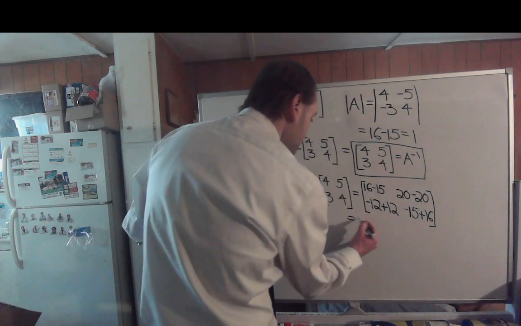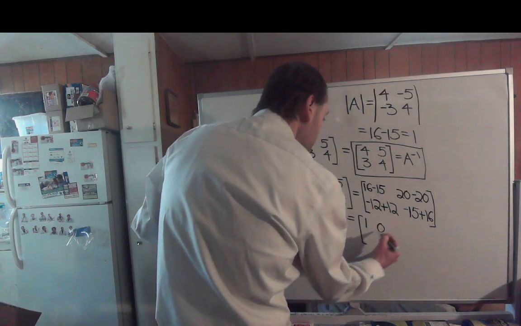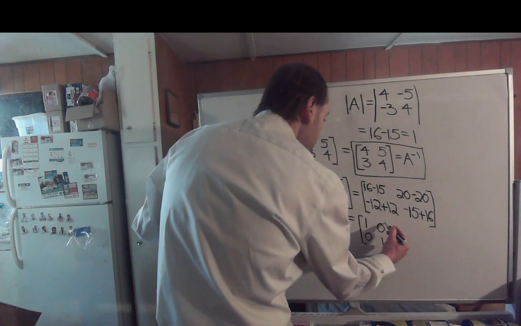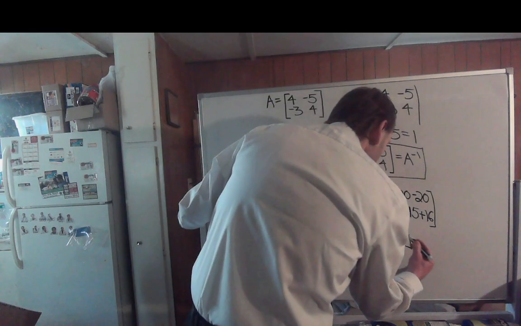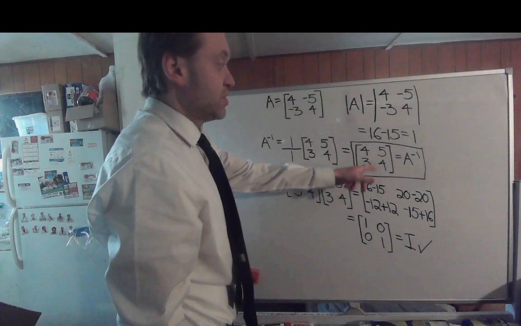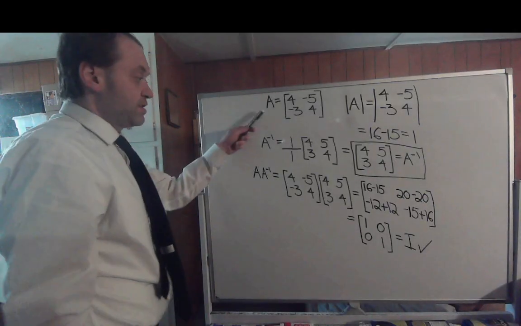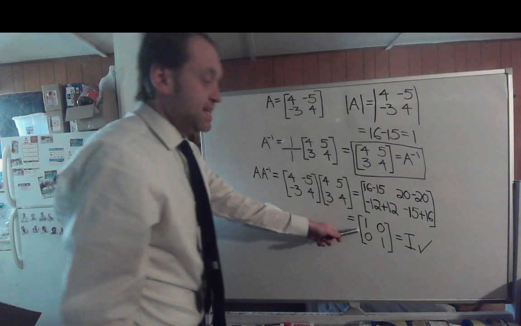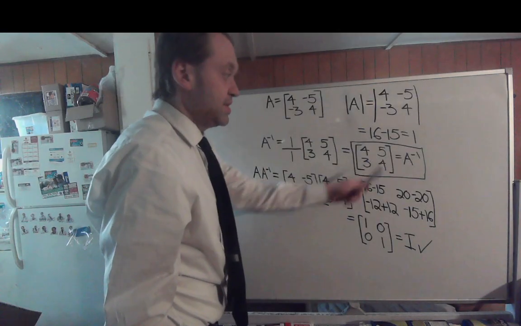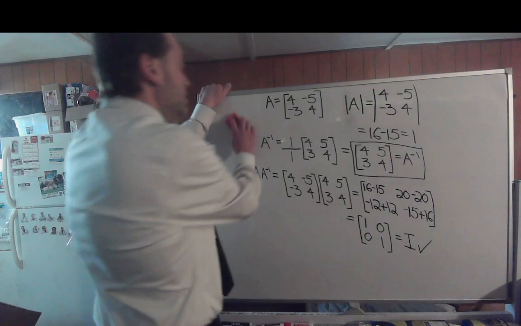And what do you know? You end up getting 1, 0, 0, 1, which is the identity matrix. So yes, you actually got it right if you said your inverse matrix was 4, 5, 3, and 4. So if you multiply the original by the inverse and get the identity matrix, then you got the right answer for the inverse matrix. Okay, I got 5 more examples here.